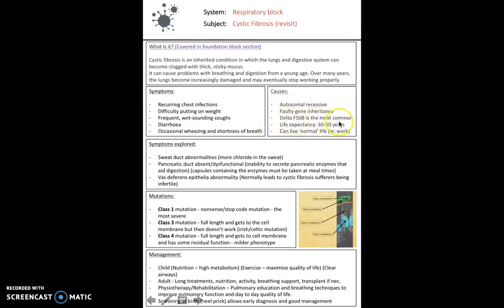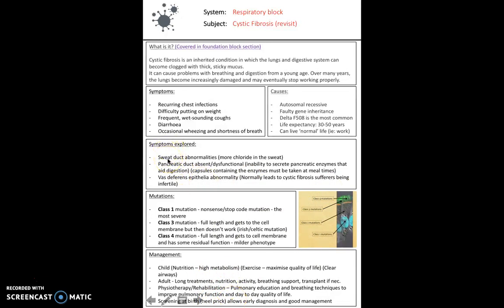Delta F508 is the most common mutation which will cause cystic fibrosis. It's a mutation in the CFTR protein, the cystic fibrosis transmembrane regulator. The life expectancy for a cystic fibrosis patient is around 30 to 50 years. However, they can live a normal life if they adhere to strict management.